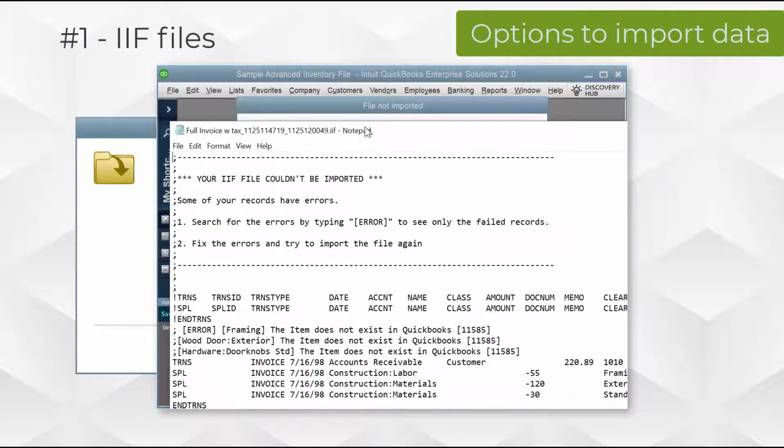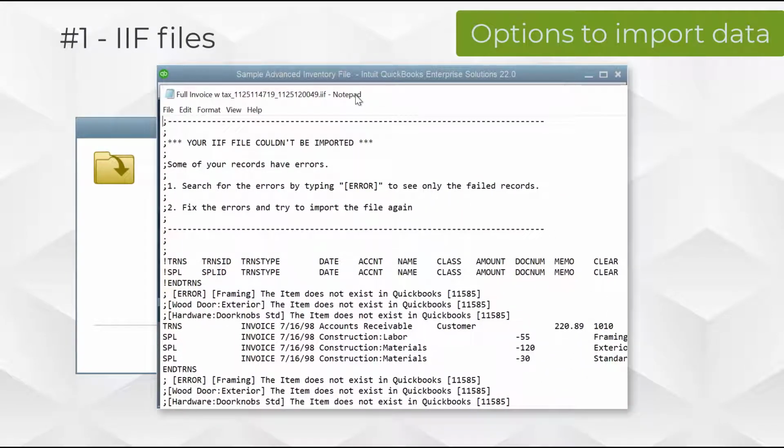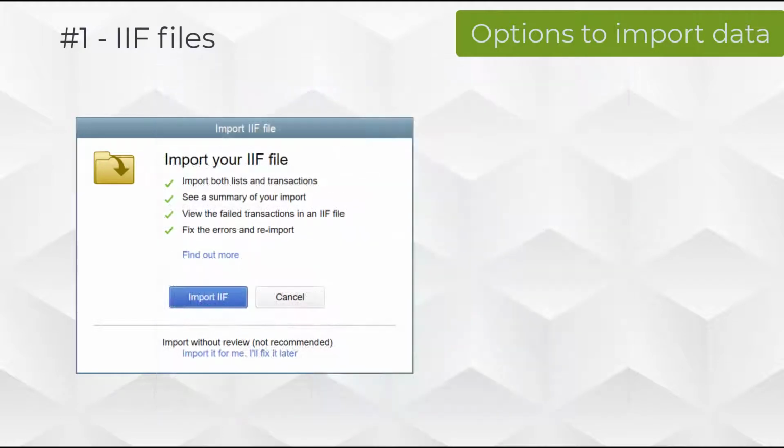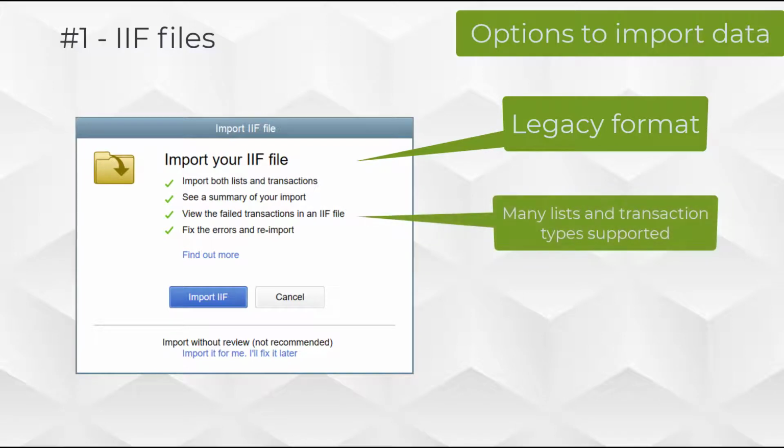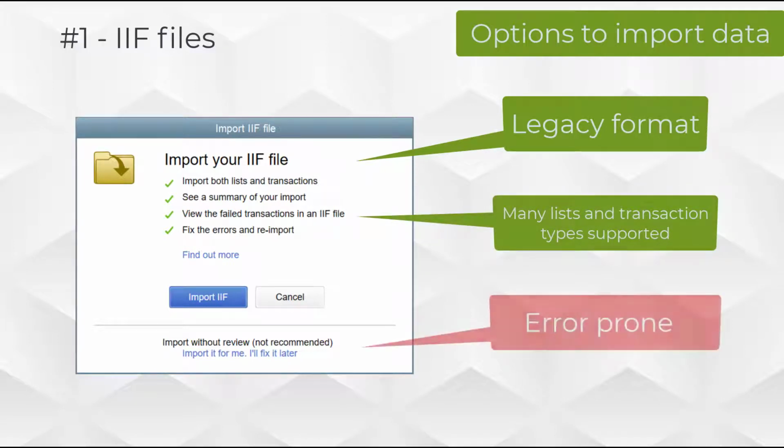And if there were errors, you'll get an output of errors here where you can go through and adjust the data as you need to. So this is a legacy format. It's been around for a long time. Many people support it, and it also supports many list and transaction types. But what people have found is it generally can be quite error prone, and it's very difficult to edit the IIF files if you do come across these types of errors. So it's quite a difficult format to use.